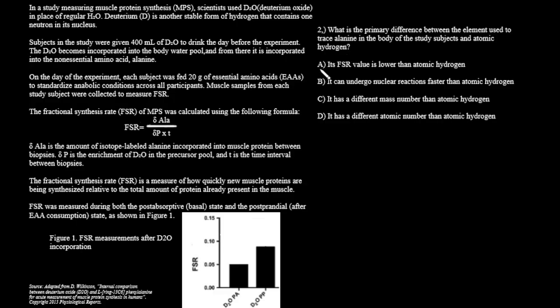Answer choice A says its FSR value is lower than the atomic hydrogen. Answer choice B says it can undergo nuclear reactions faster than atomic hydrogen. Answer choice C says it has a different mass number than atomic hydrogen. And answer choice D says it has a different atomic number than atomic hydrogen.